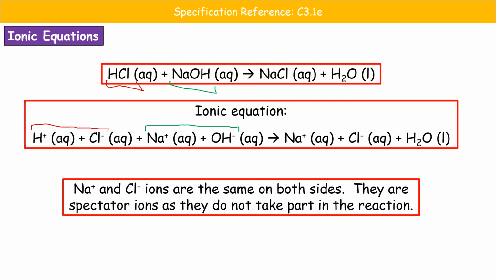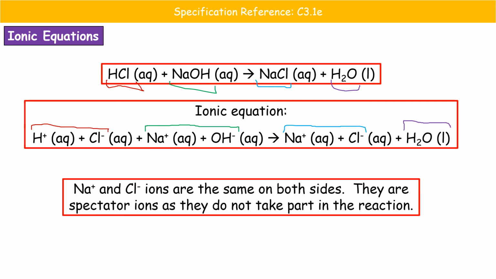If we then consider the right-hand side, we have sodium chloride, NaCl, ionic. Therefore, we have Na+ and Cl- ions. And then finally, we've got water, H2O. Now that is a molecular substance, therefore it stays as H2O. We don't split that up.